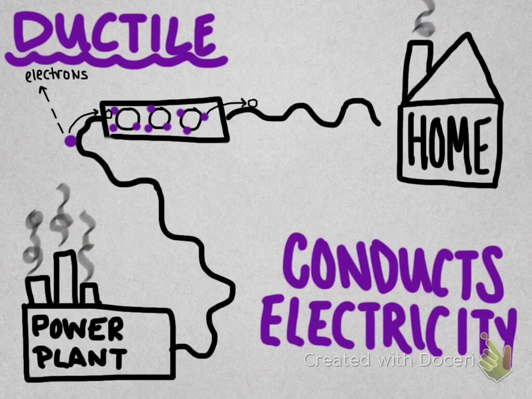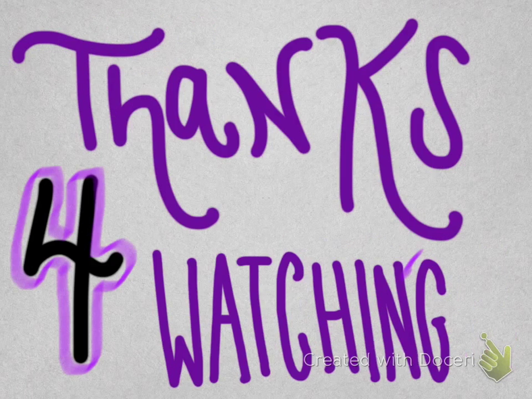Then it flows through those community sea of electrons. You can see on the other side that one is popping out, and that's going to be sent eventually to your home, which will create the electricity that we all use every day. So basically, that's it.